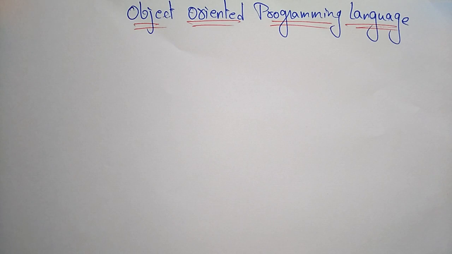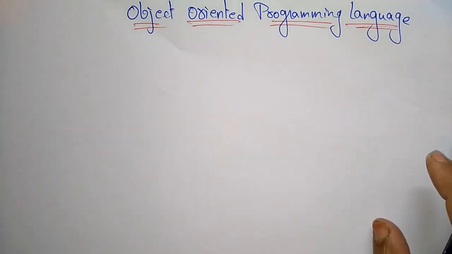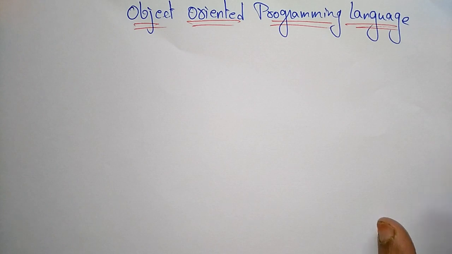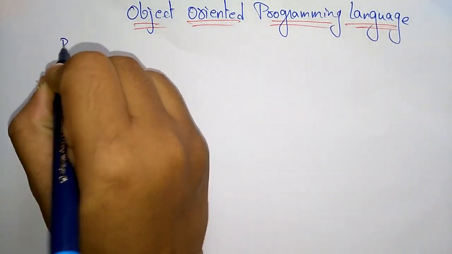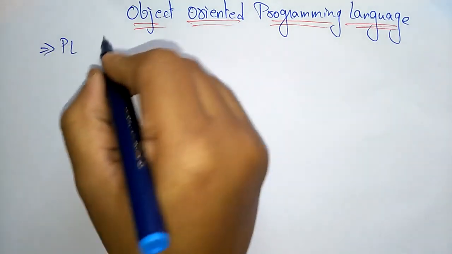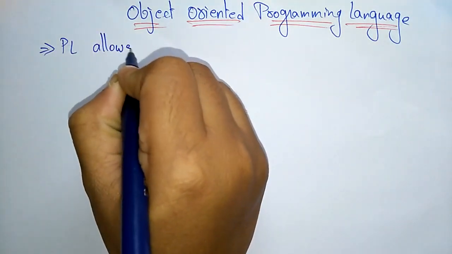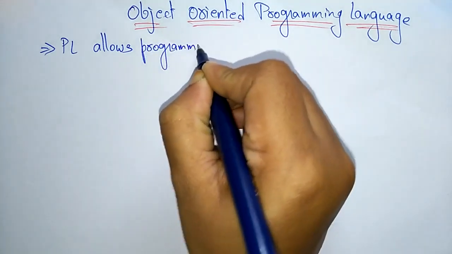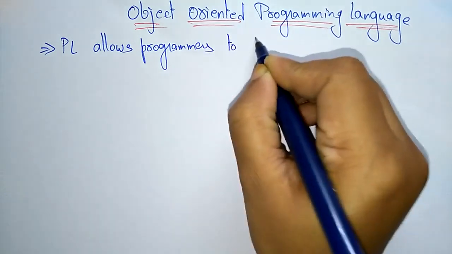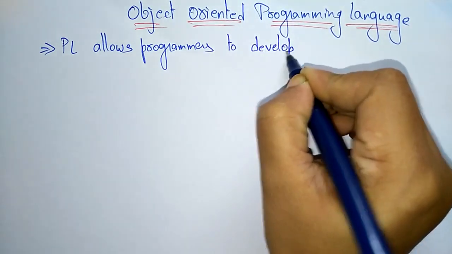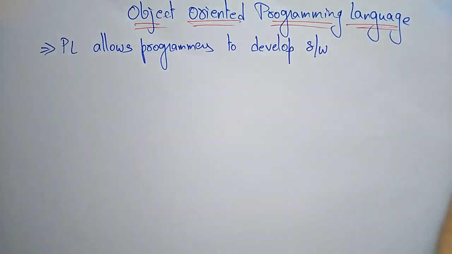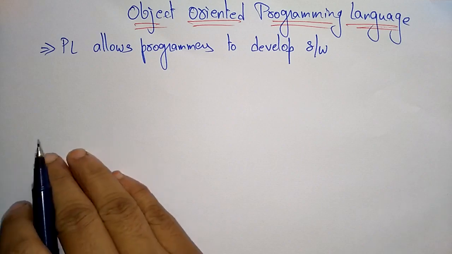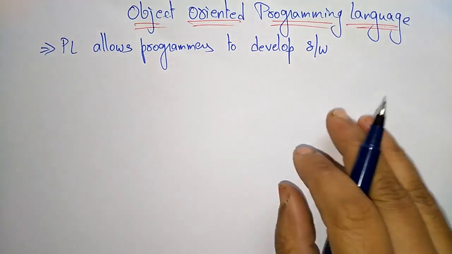Whatever programming languages you have taken, based on your requirement, you can select different types of programming languages. Programming language allows programmers to mainly develop software. So programmers who are implementing the software, these programming languages allow programmers to develop software.